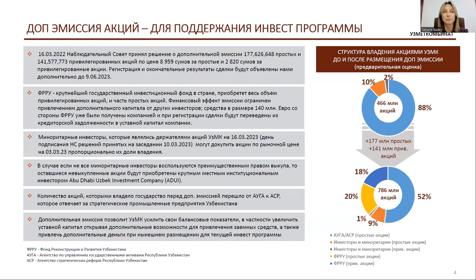Now, slide 4 shows details on the process of the additional share issue. To begin with, the Supervisory Board of Uzbek Steel met on the 10th of March 2022 to resolve on an additional issue of 177,626,748 ordinary shares and 141,577,773 preferred shares at the price of 8,959 sols and 2,820 sols, respectively.